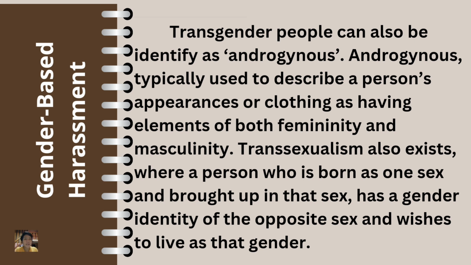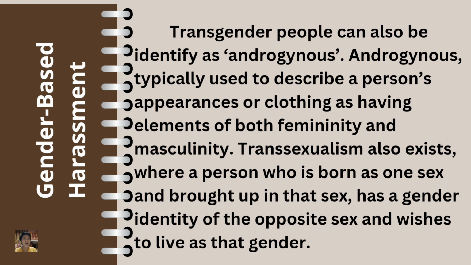Transgender people can also be identified as androgynous. Androgynous is typically used to describe a person's appearance or clothing as having elements of both femininity and masculinity. So, androgynous, for example, is when a female possesses both stereotypically female and stereotypically male characteristics. She may be dressed in clothing typically associated with a man or express herself in a more aggressive or assertive manner.